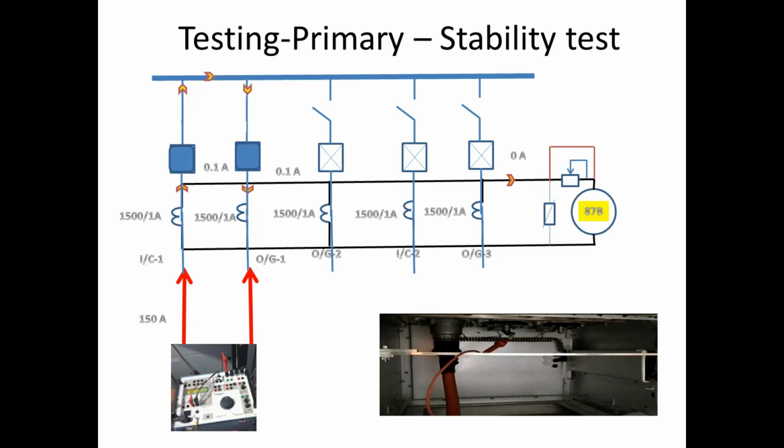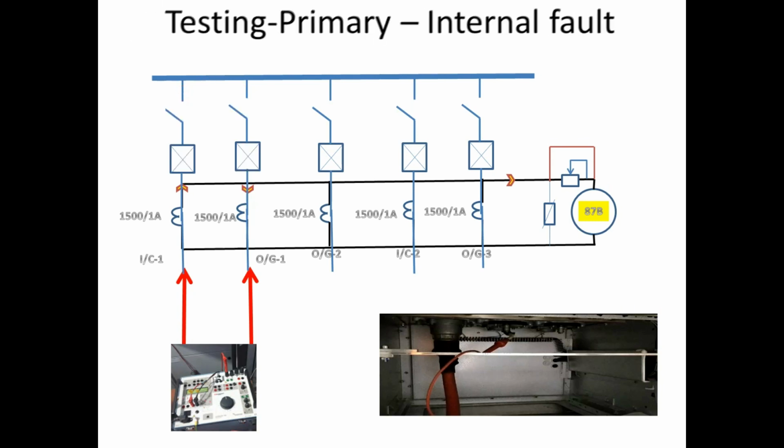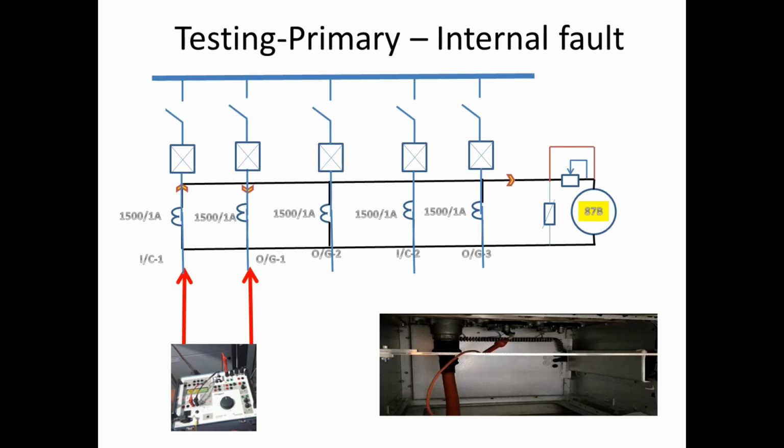Now we go for internal fault simulation. For internal fault we will not actually create the fault condition, but we will follow two methods. One is just making a loop on any one of the CTs, or we will change the polarity of any one of the CTs.